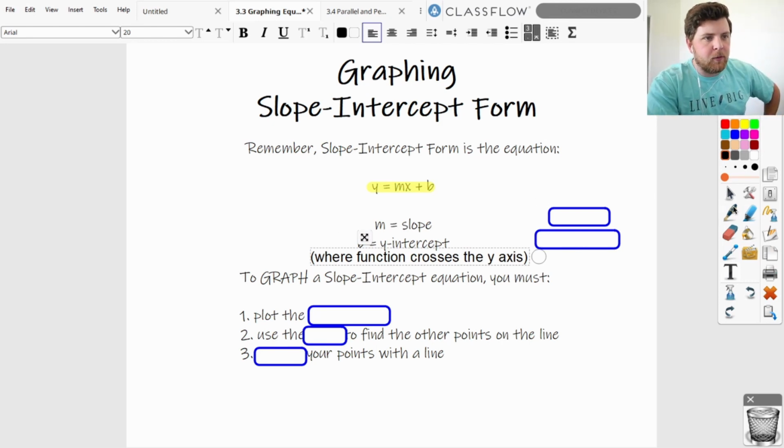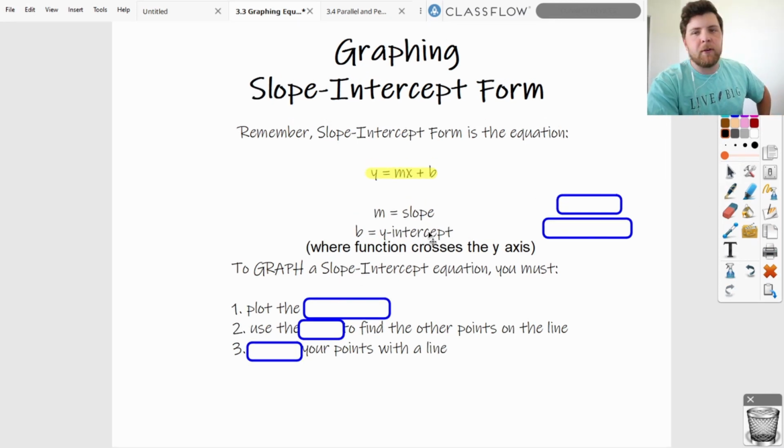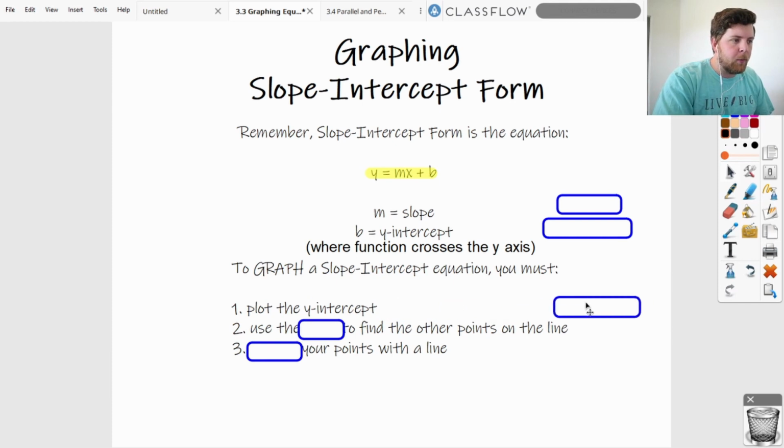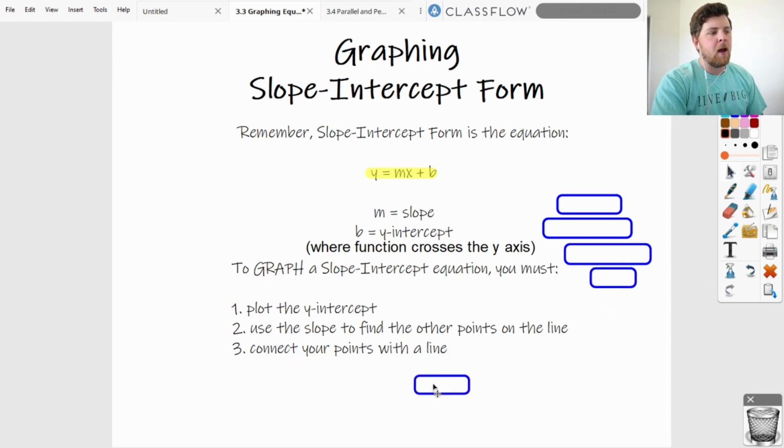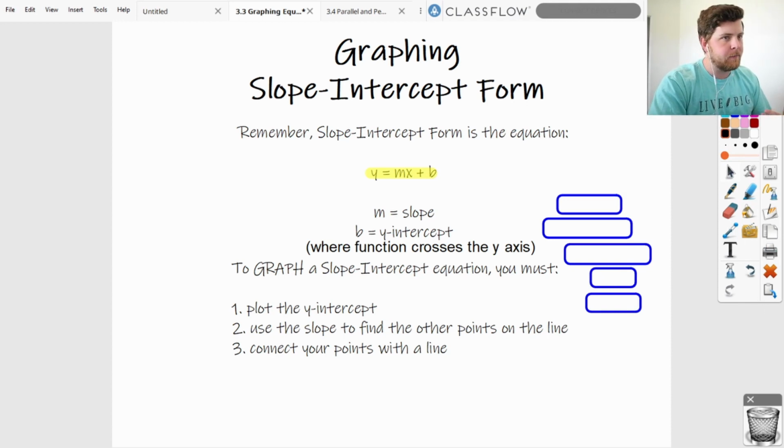But a lot of times there's confusion on, okay, what does y-intercept mean? It's just where it crosses the y, okay? There's three main steps. First thing, I'm going to plot the y-intercept. You're always going to start with your b value. Next, I'm going to use the slope to find the other points. And then three, I'm going to connect those points with a line.